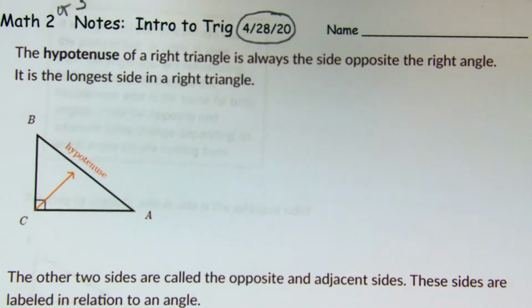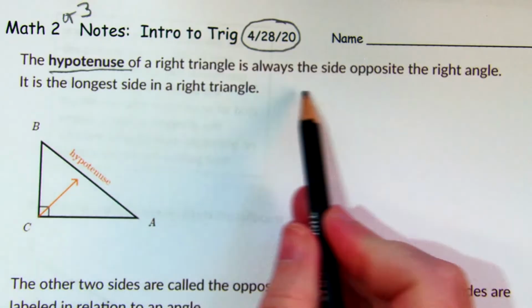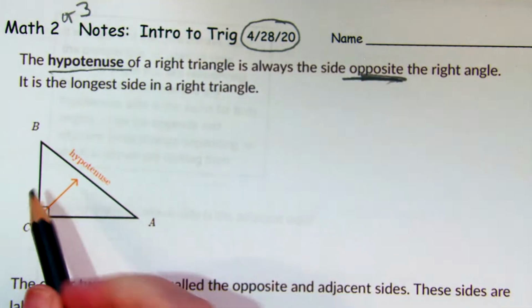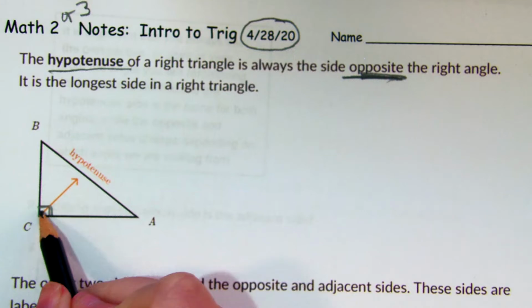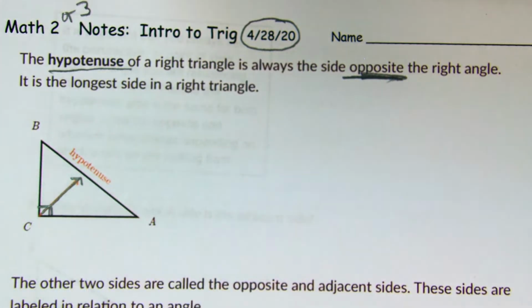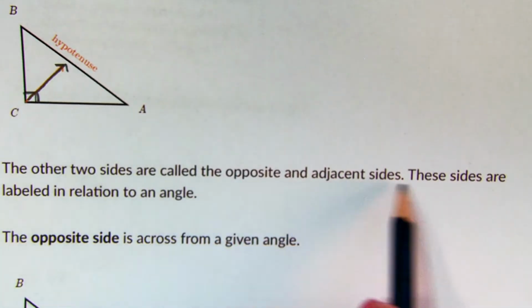The hypotenuse of a right triangle is always the side opposite the right angle. So here's the right angle, and right opposite it is called the hypotenuse. You already knew that. The other two sides are called the opposite and adjacent sides.